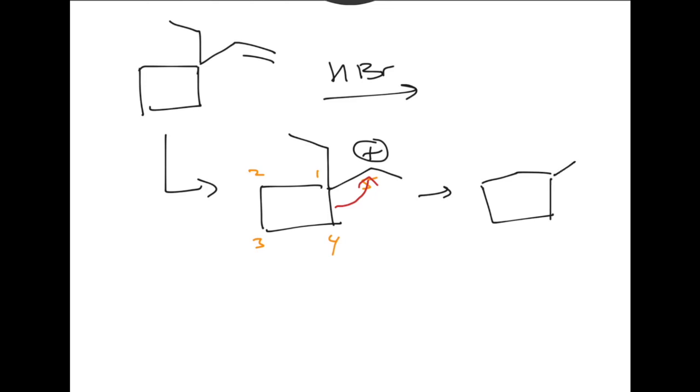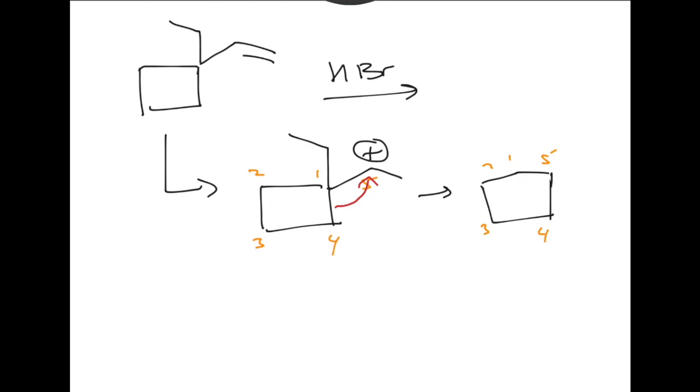Let me get rid of that real quick. So now I've got 1, 2, 3, 4. That's a really ugly 5, but 5. What these numbers do is they help us know what group should be on what carbons of our product now.